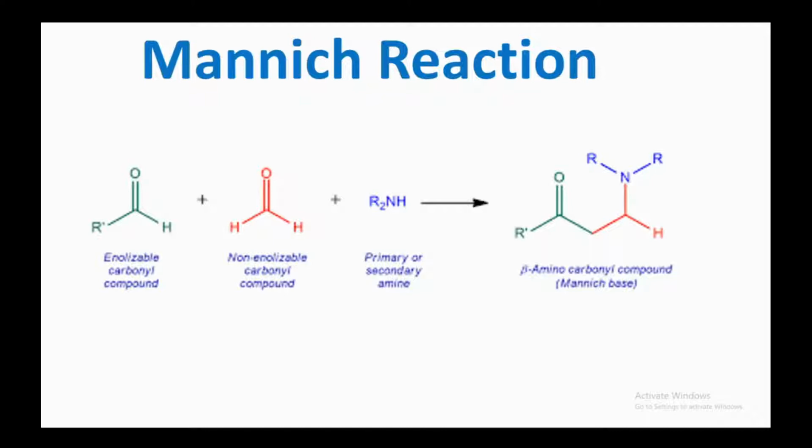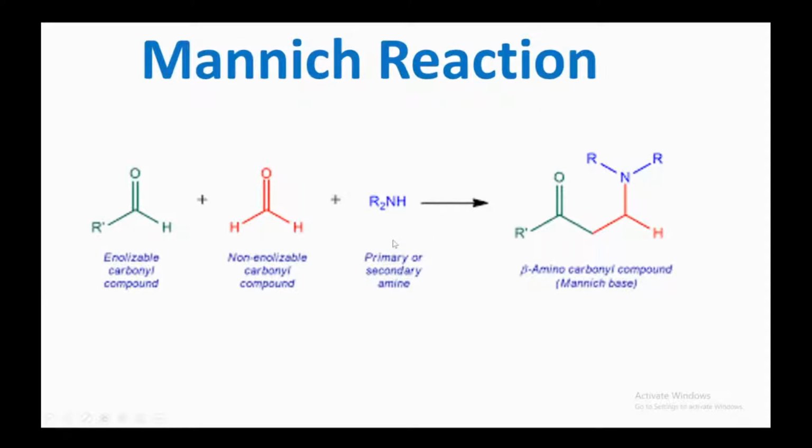So you combine an aldehyde or ketone with formaldehyde and either a primary or secondary amine to generate a beta amino carbonyl compound. Why are we calling this a beta amino carbonyl compound? Because here, if you see, this is the alpha carbon and this is the beta carbon. At the beta carbon we have the amino group, and these substituents could be anything. It could be methyl, ethyl, propyl, or cyclohexyl, or it could be benzene.